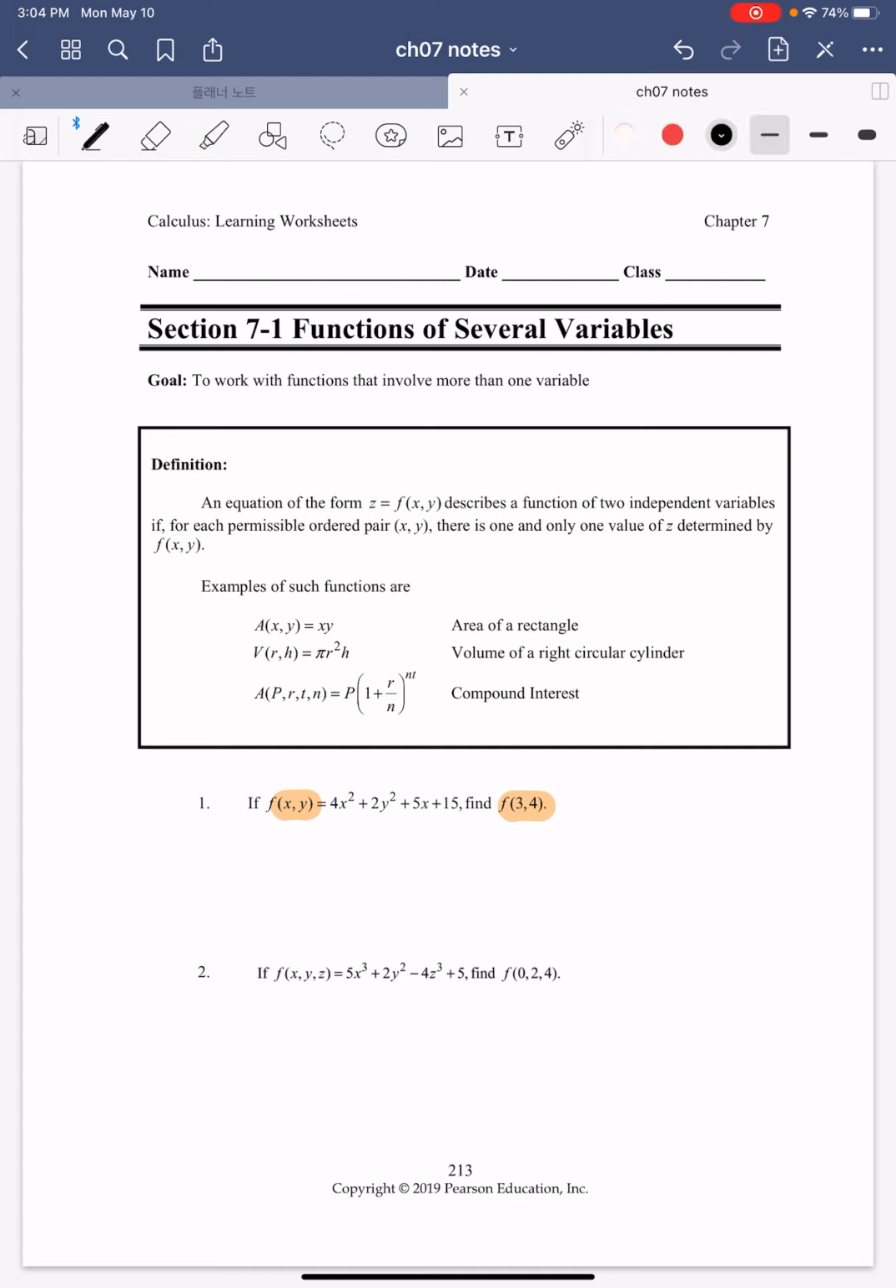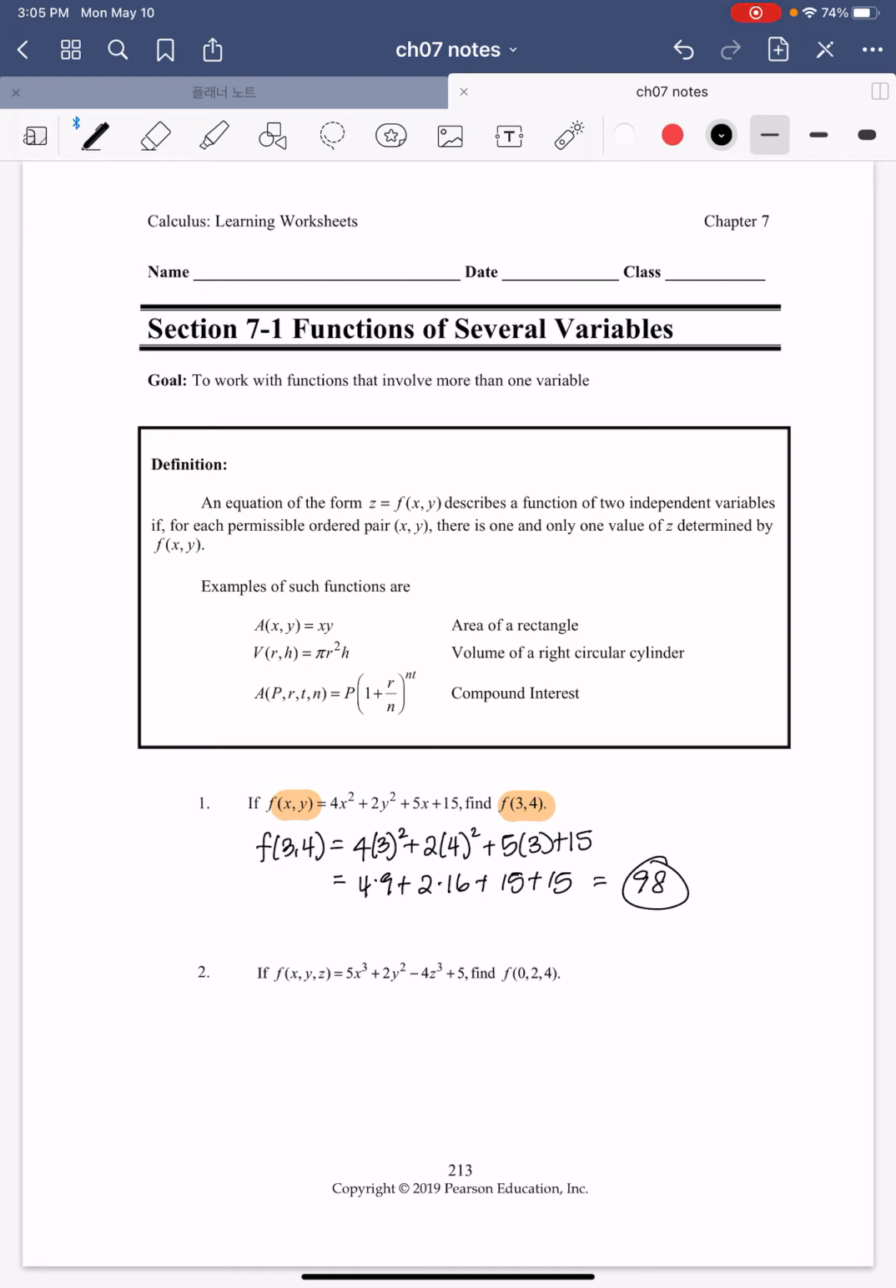So simply, we are going to find f of 3, 4 by plugging in 3 for x, 4 for y. So we have 4 times 3 squared plus 2 times 4 squared plus 5 times 3 plus 15. And then let's keep going and simplify. That's 4 times 9, 2 times 16, plus 15 plus 15. So altogether, I have a final answer of 98.